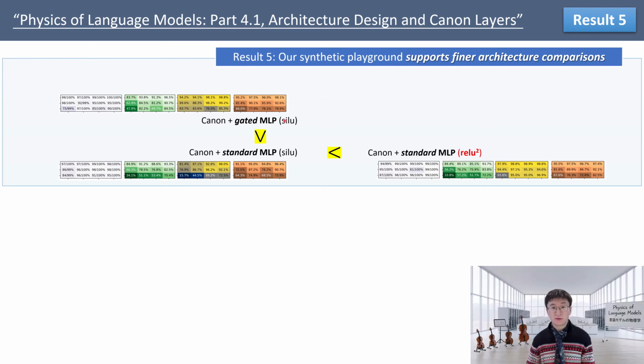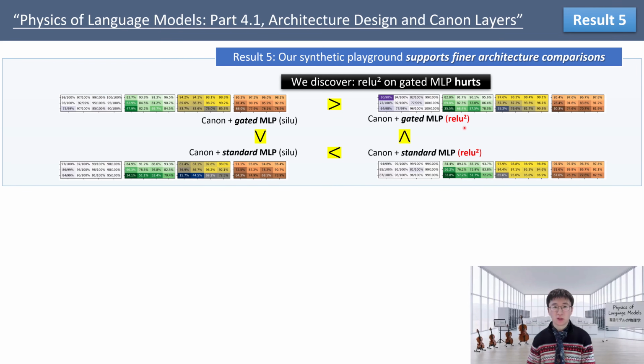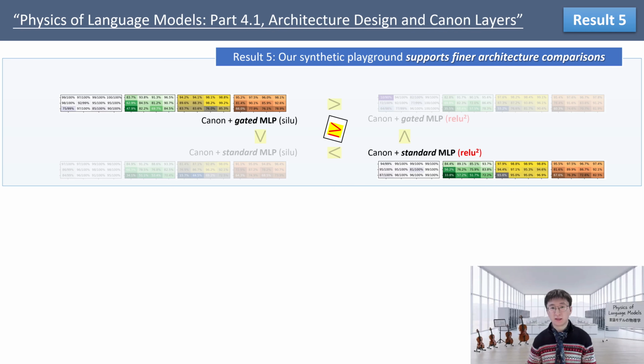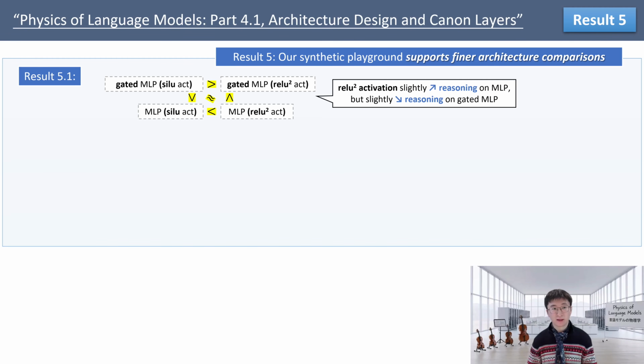And now there's a very interesting question on this table. What about here, right? If ReLU-squared is better and if gated MLP is better, why don't people do gated MLP with ReLU-squared activation? So this is our new discovery. We showed using our synthetic playground that it's actually not going to be better. If you do ReLU-squared, it's going to hurt your performance on top of gated MLP. So at the end of the day, it's either or: you either use gated MLP or ReLU-squared, but not both. So this is what we summarized as result 5.1, that is ReLU-squared activation.